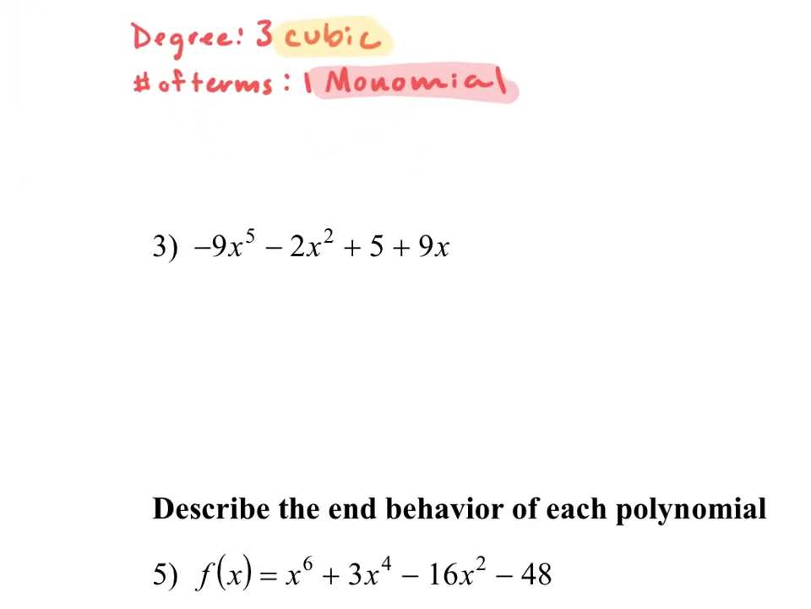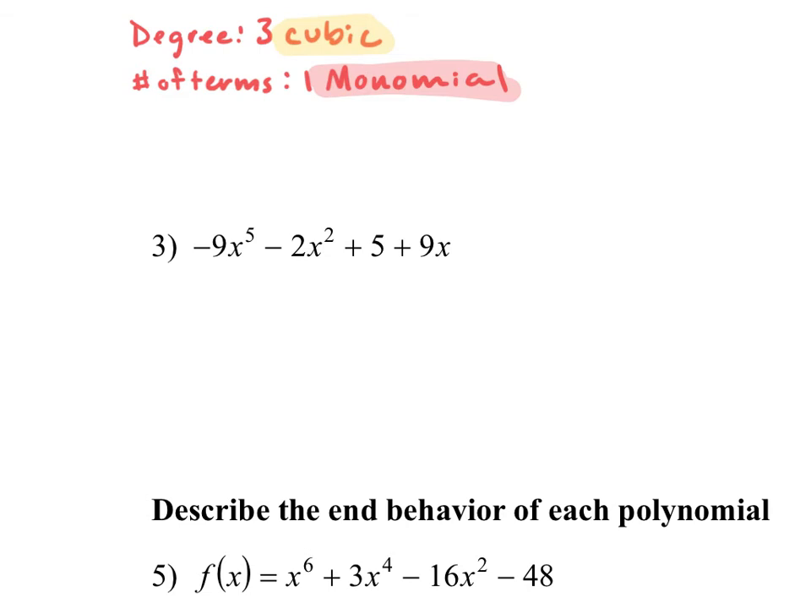All right, let's look at number 3. How do we put this in standard form? What goes first? Negative 9x to the 5th power, because that's the one with the highest degree. What comes next? Negative 2x to the 2nd power. And then what? Plus 9x. And then what's last? Plus 5. Perfect.